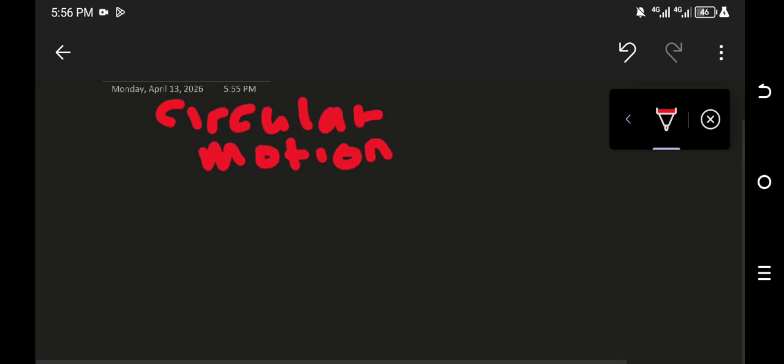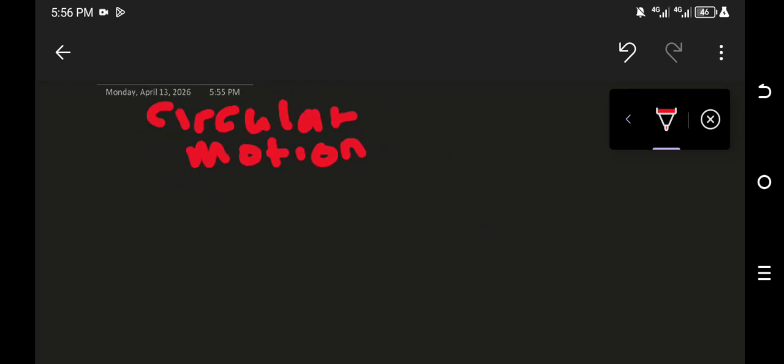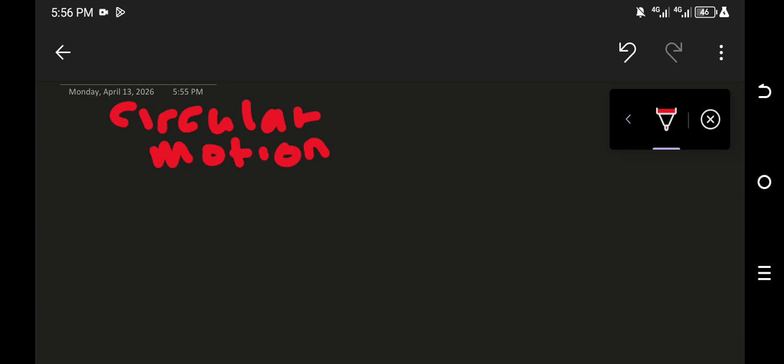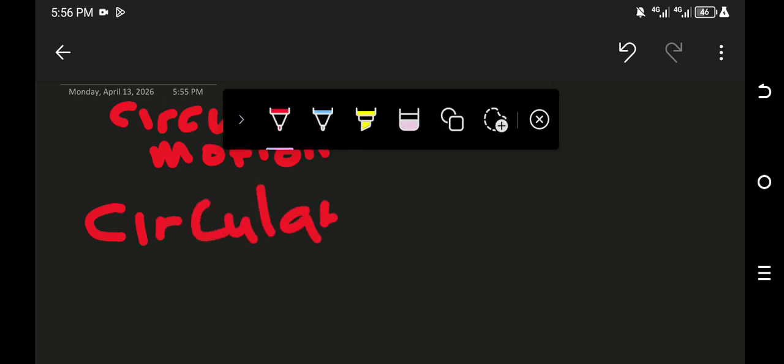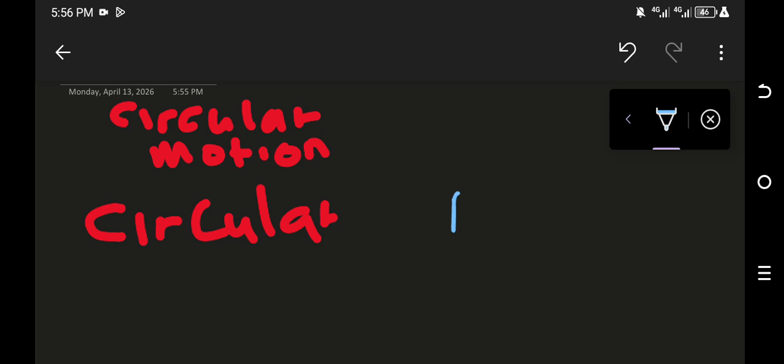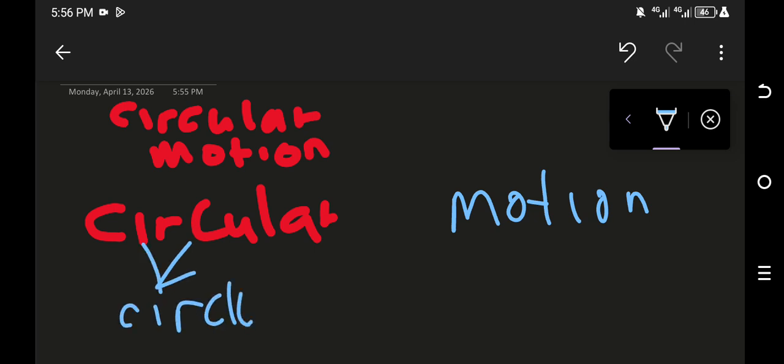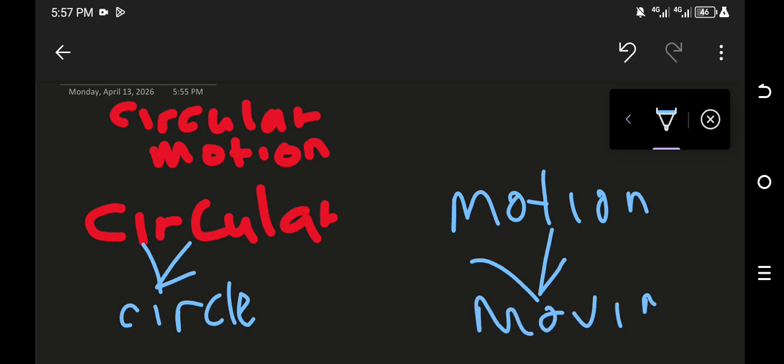Okay, so you can see this word has two parts. The first part is circular and the second part is motion. Circular means just a circle, and motion is just movement or moving. Okay, so that's what it means.